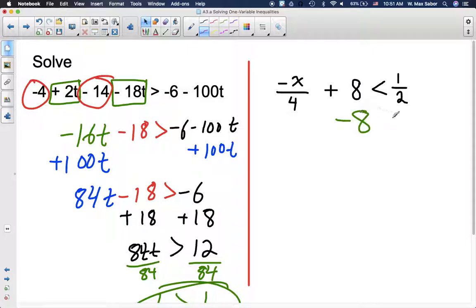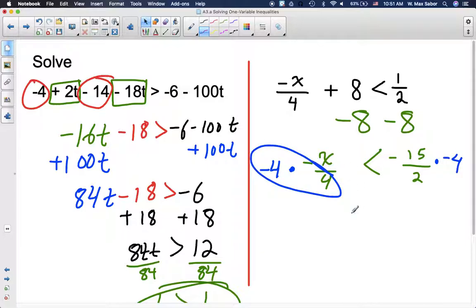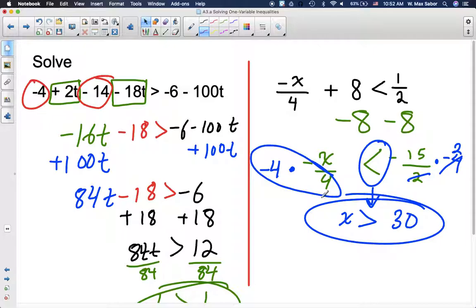Last one, subtract 8 from both sides. That gives us negative 15 halves. Negative x over 4. If you need to review how to subtract fractions, go ahead and do that. Multiply by negative 4 on both sides. Negative 4 divided by negative 4 is 1. So we multiplied by a negative on both sides. X is greater than now. And this becomes negative 15 halves times negative 2 is positive 30. So x is greater than 30.